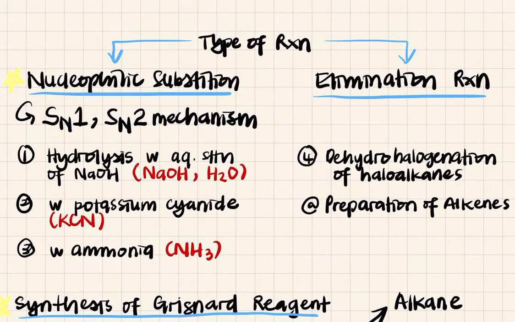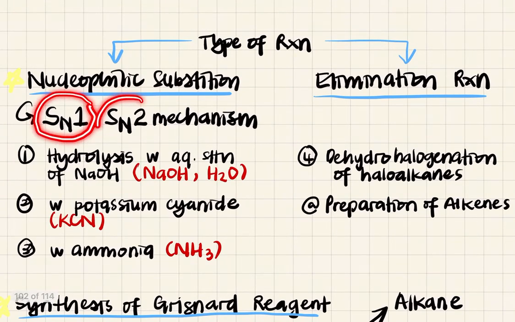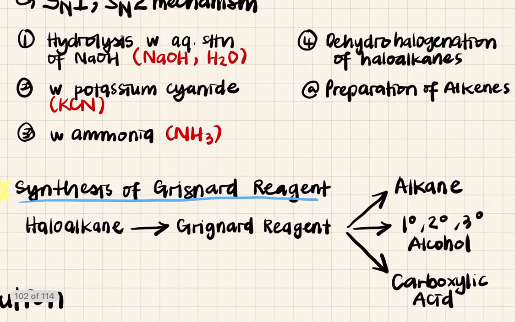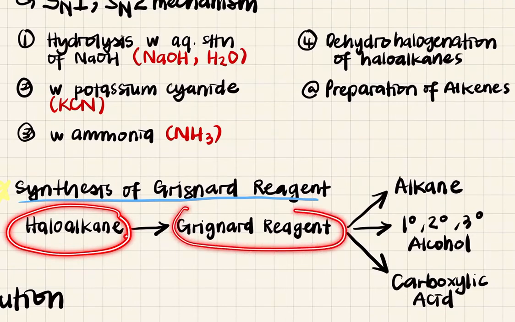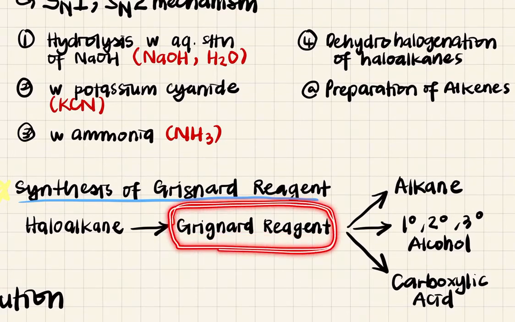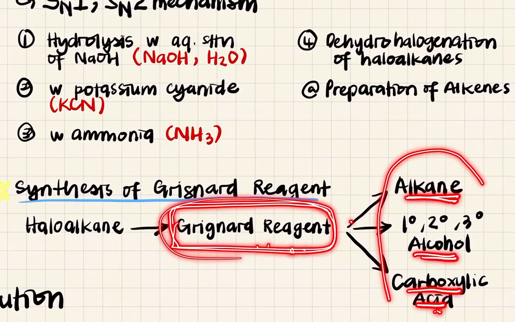How does it look like? Macam ni kita nak tahu kita punya haloalkane undergo SN1 atau SN2. Kita akan tengok. Okay, so our haloalkane juga, kita boleh guna haloalkane untuk buat Grignard reagent, synthesis of Grignard. Synthesis tu maksudnya awak buat Grignard reagent. Kenapa kita nak buat Grignard reagent ni? Because this Grignard reagent is very useful, okay, for us to form alkanes, alcohol and carboxylic acid. Okay, so kita boleh guna Grignard reagent ni untuk buat these molecules.